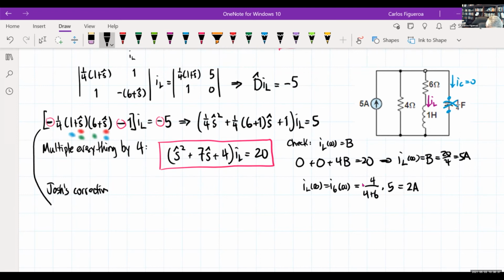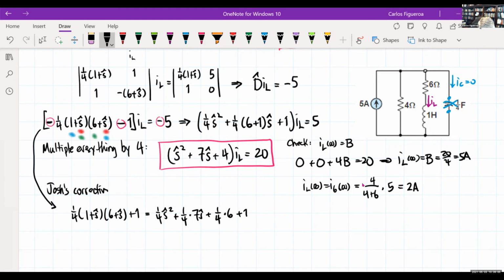And it's really right in here. So when you look at this, I have 1/4 of (1 + s hat)(6 + s hat) + 1. When I do that, I do get 1/4 s hat squared plus 1/4 times 7 s hat. But then I forgot to do 1 times 6 plus 1.